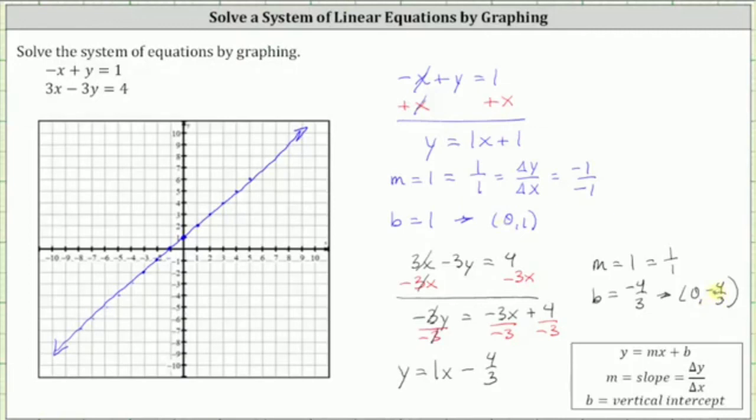So let's go ahead and plot the vertical intercept of (0, negative 4/3). Negative 4/3 is equal to negative 1 and 1/3. So from the origin, go down 1 and 1/3 units, approximately here. And the slope is 1 over 1, so we go up 1, right 1, up 1, right 1, up 1, right 1, and so on. Again, we know the lines are parallel. Let's go ahead and sketch the second line. Because parallel lines do not intersect, this system has no solution.